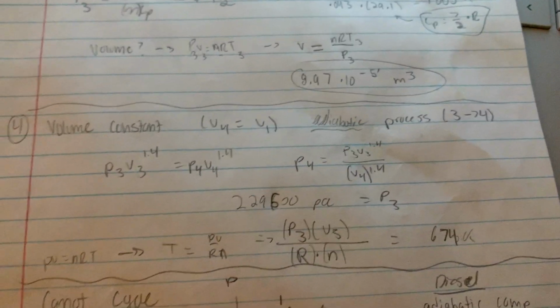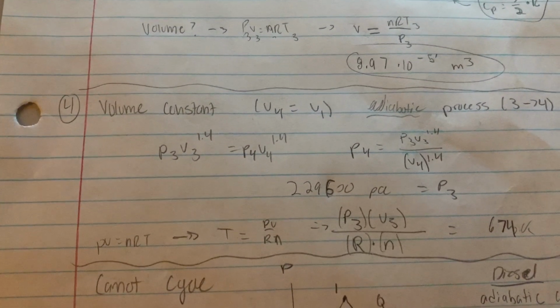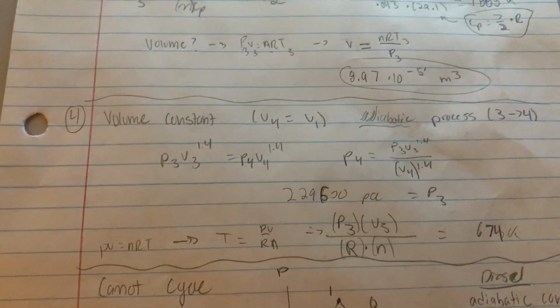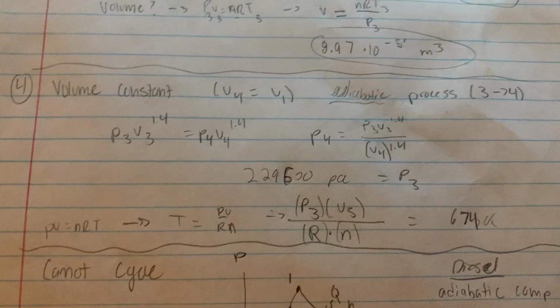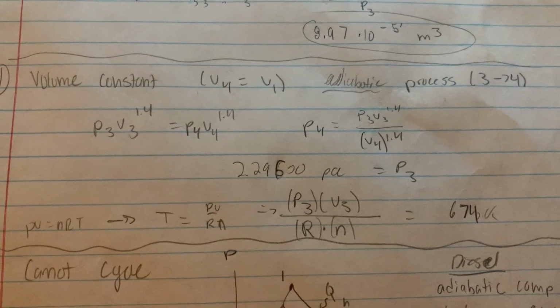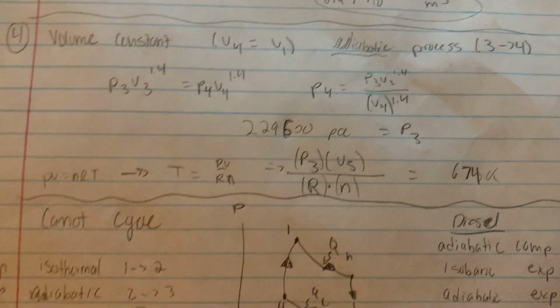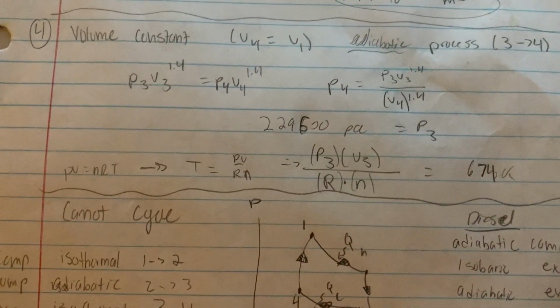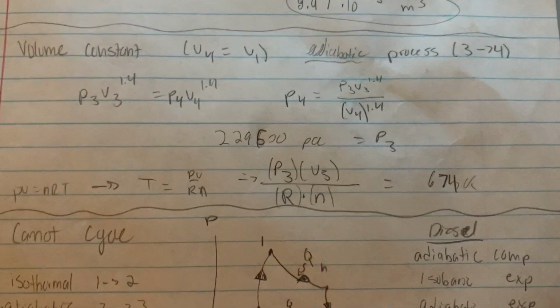So you're just going to do the same thing as at 1. Again, since it's an adiabatic process from 3 to 4, you have to do P3V3 to the gamma equals P4V4 to the gamma, which again is 1.4, as you should remember from before. So you rearrange to get P4, plug in your values, and you get 229,500 pascals. You use PV equals nRT yet again to find your temperature. You plug in your values and get 674 Kelvin.